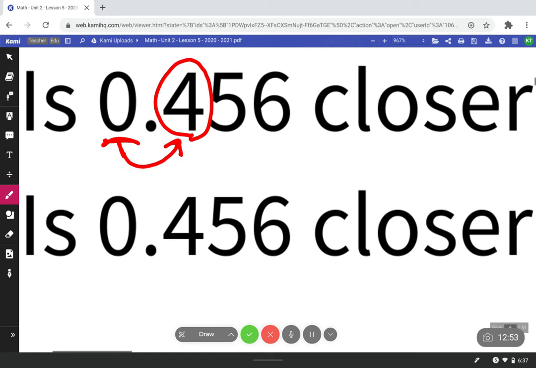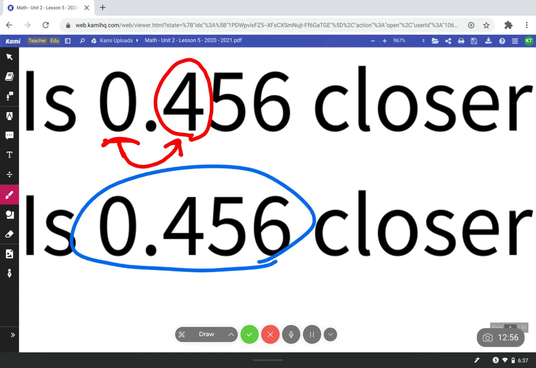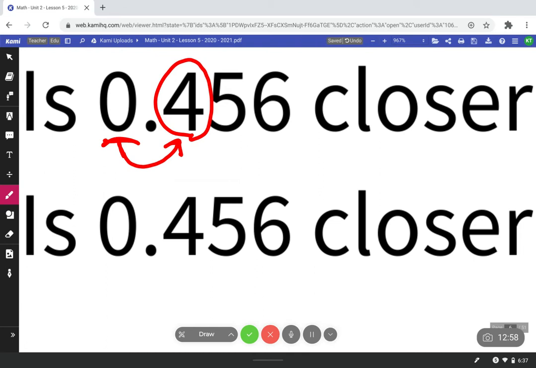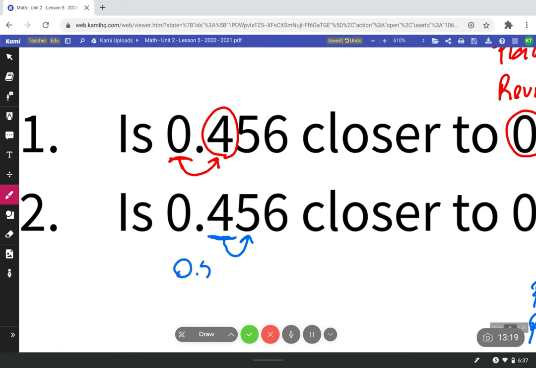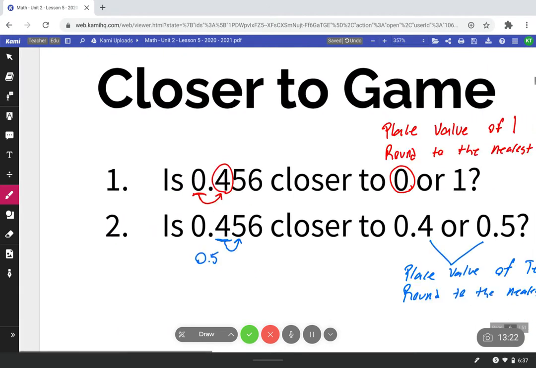So let's go to this. So we are rounding this entire number to the nearest tenth. So which number is in the tenths? The 4. So I go to the next place value to the right, which is 5. So is 5 greater than or less than 5? Well, it's 5. So the number in the tenths spot goes up. So this rounded number turns into 5 tenths. So 456 thousandths is closer to 5 tenths than it is to 4 tenths.